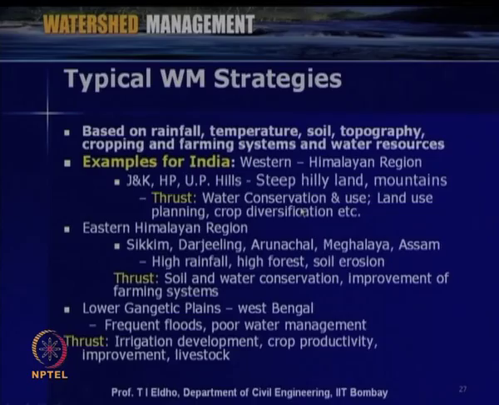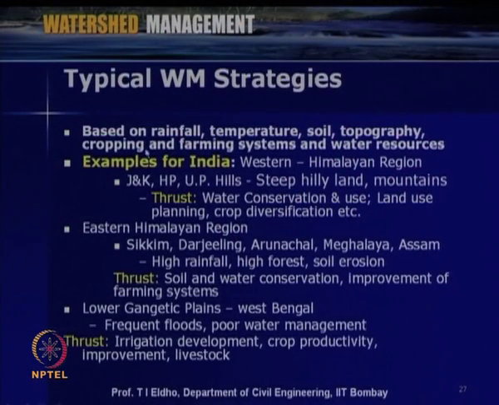Now, as far as typical watershed management strategies are concerned, this depends upon the area, upon the resources available, and upon the various issues and problems for the particular region. For example, a typical watershed management strategy is based on rainfall, temperature, soil, topography, cropping, and farming systems. Take, for example, India.